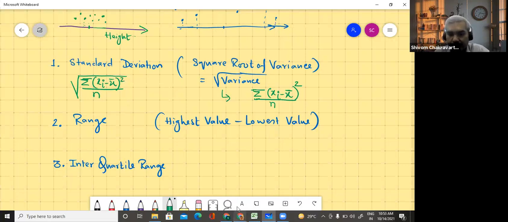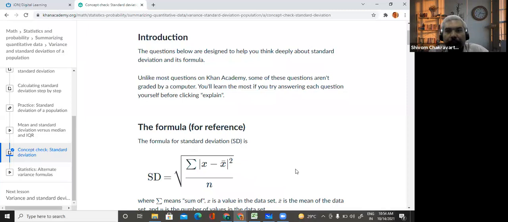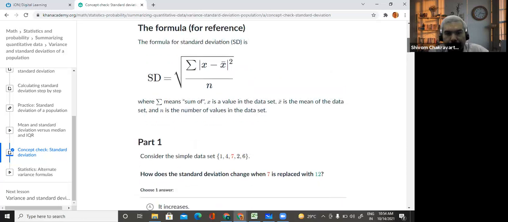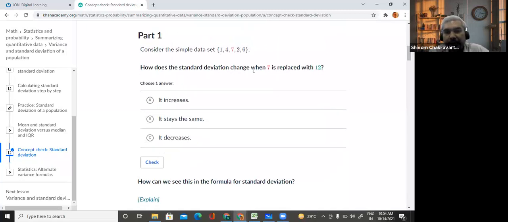So let us try out a few problems. How does the standard deviation change when 7 is replaced with 12? Try this out. Take 1 minute. Let me tell you, it is not the easiest of problems, so you will have to work through it. It will take some effort. So just take 1 minute. I'll close my audio and video.